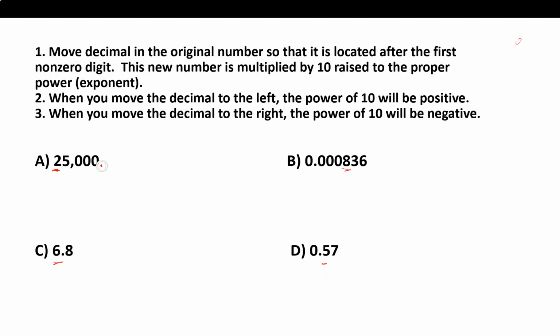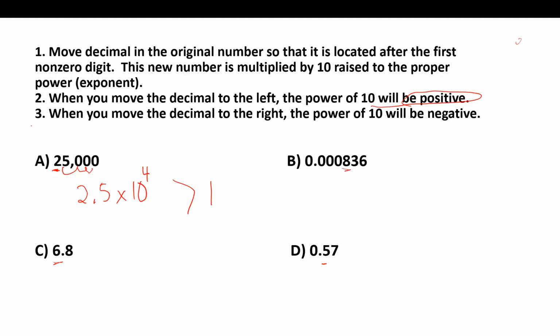In example A, we see that this number is bigger than 1, and because it's bigger than 1, we'll be moving that decimal over to the left. So 25,000, we move the decimal over 1, 2, 3, 4. So this would be 2.5 times 10 to the 4. We moved it over to the left because this number is bigger than 1. We see that the exponent is positive. So it's a positive 10 to the 4th.